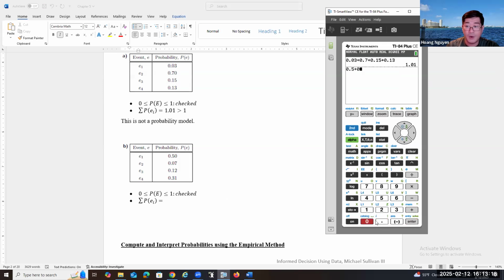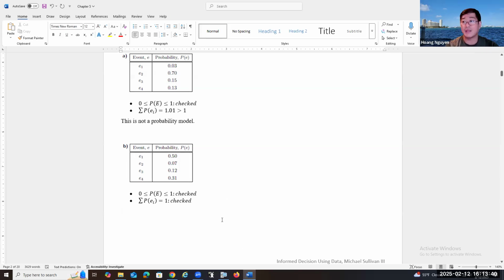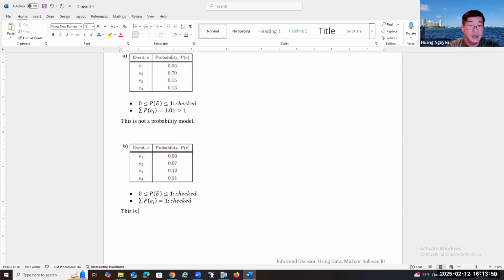0.5 plus 0.07 plus 0.12 plus 0.31. Okay. It's equal to exactly 1, so check. So the second condition is also true. So it satisfies the 2 conditions, the 2 rules of probability. So I'm gonna say this is a probability model. Yes, this is a probability model. The first one is not, the second one is good. Okay, so that's how we determine the probability models.